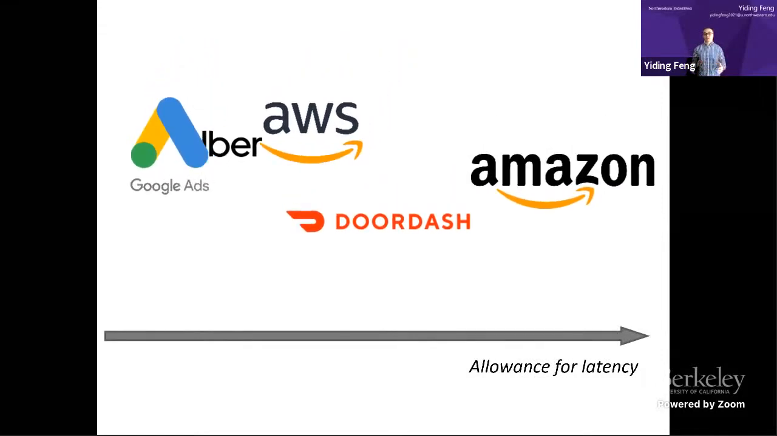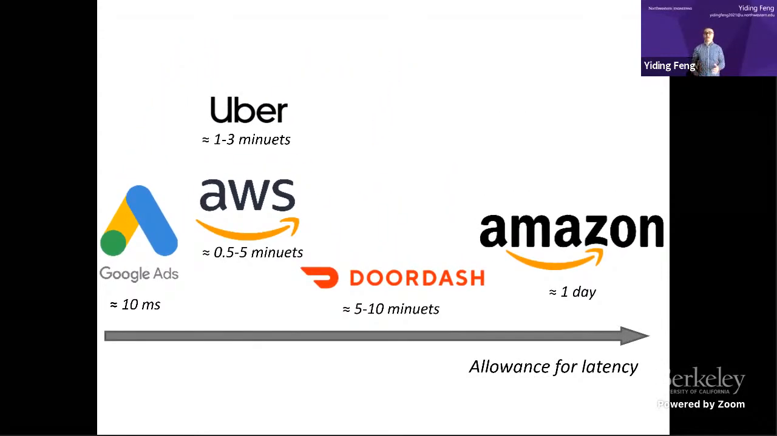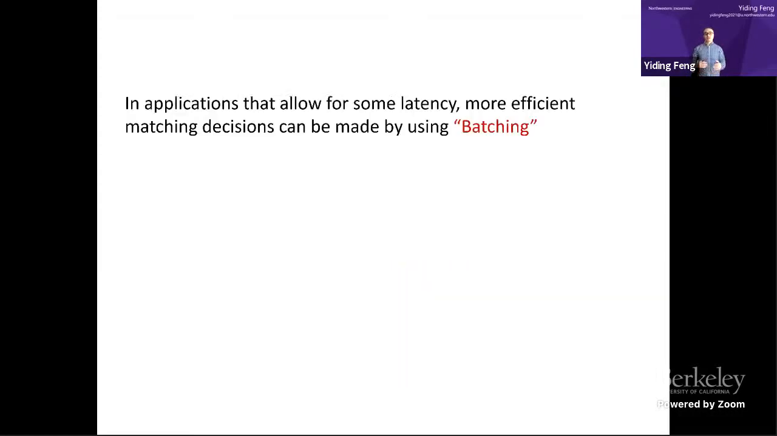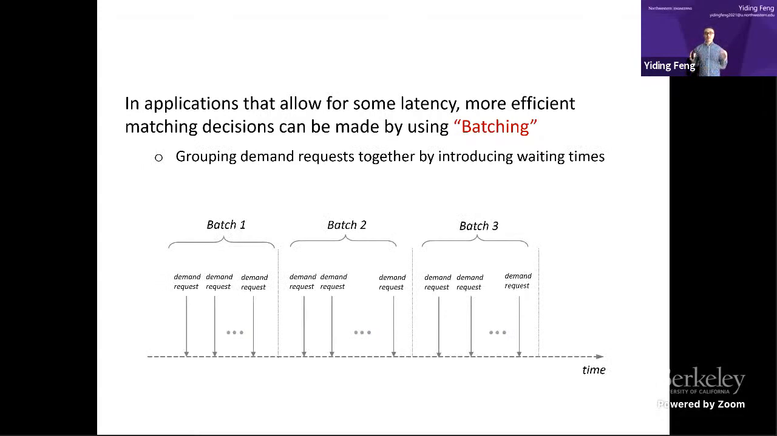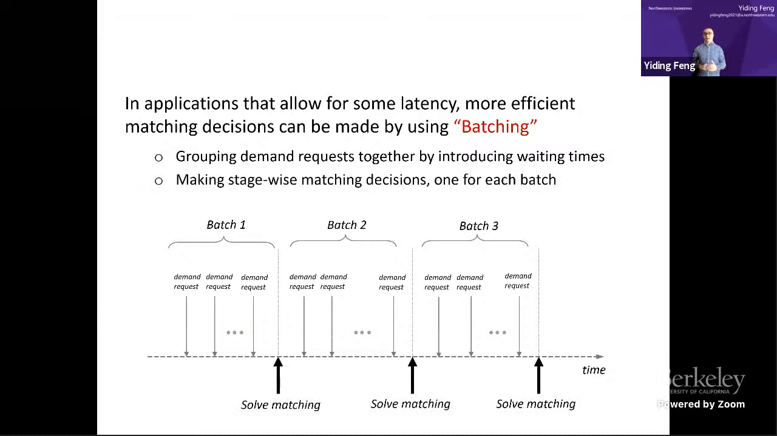And within all those applications, different applications have different allowance for the latency. In other words, the longest waiting time a demand request can wait before it has to be responded. And in the application which allows some of the latency, the platform can make more efficient matching decisions by using the batching strategy. Specifically, it will group the demand requests together in batches and then make the stage-wise matching decision, one for each batch.